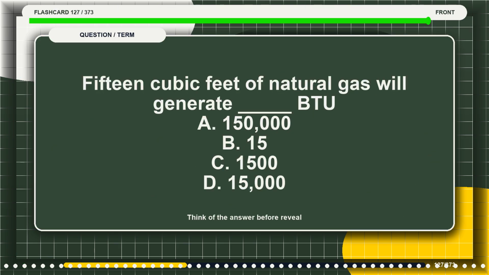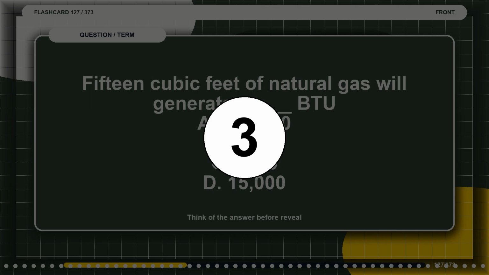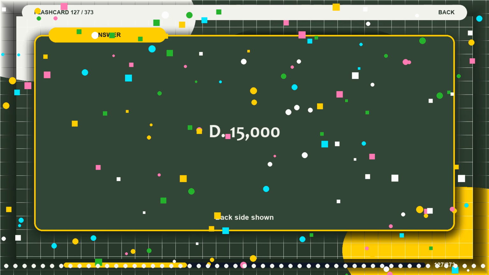Flashcard 127. 15 cubic feet of natural gas will generate blank BTU. A. 150,000. B. 15. C. 1,500. D. 15,000. Think of the answer before the reveal. The answer is D. 15,000.